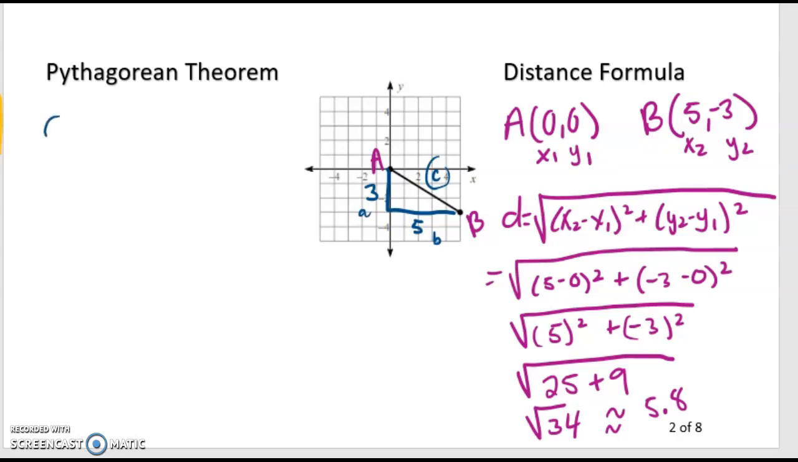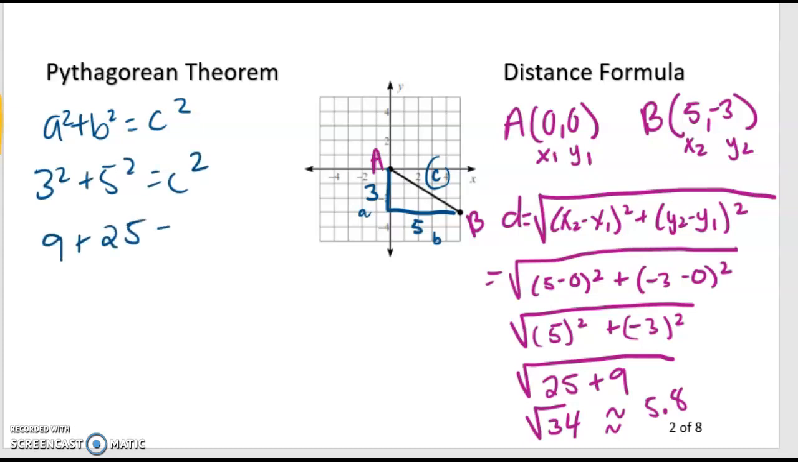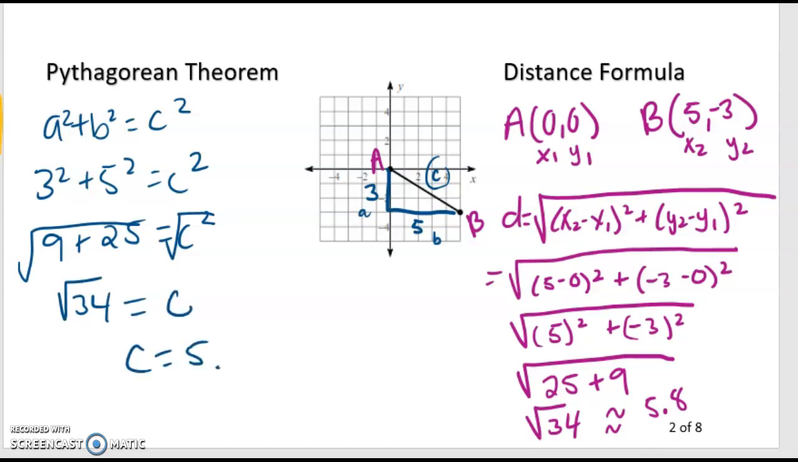So the Pythagorean theorem is A squared plus B squared equals C squared. So I have 3 squared plus 5 squared equals C squared, which is 9 plus 25 equals C squared. Take the square root on both sides, so that becomes the square root of 34, which is C, and then that means that C equals 5.8.